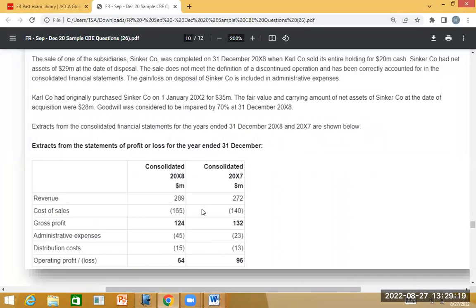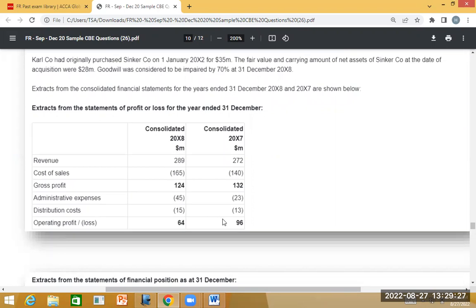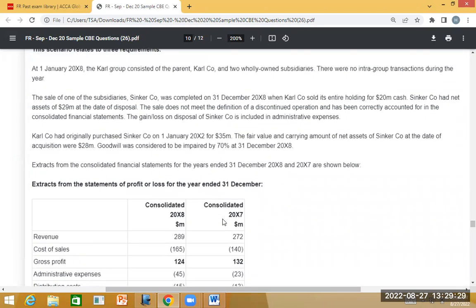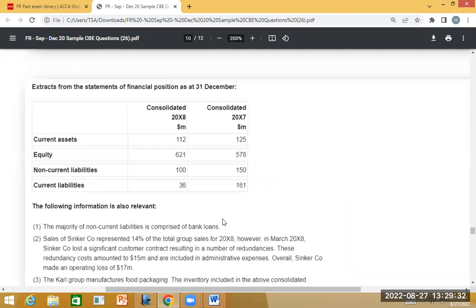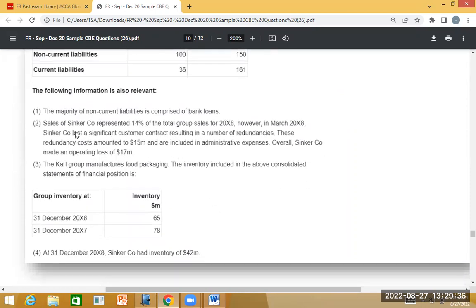So the sale has increased from 272 to 289. So you need to identify the reason why the sale has increased over the year, despite the fact that the sinker company has lost a significant customer. That means the sinker company's revenue must have declined in the current year.